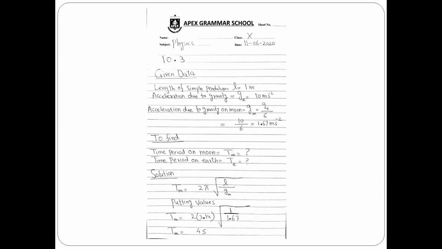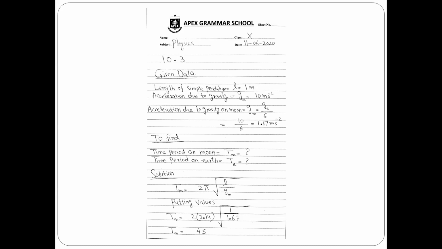Next, numerical 10.3, given data. I will read the numerical for you first. Find the time period of a simple pendulum of 1 meter length placed on Earth and on the moon. The value of g on the surface of the moon is 1 by 6 of its value on the Earth, which is Ge equal to 10 meter per second square. This numerical is on page number 18 of your 10th class textbook.